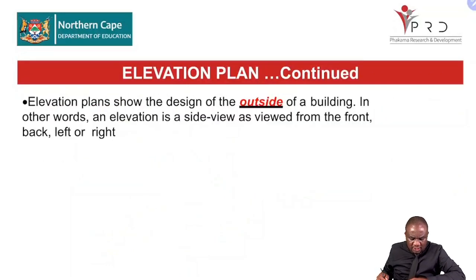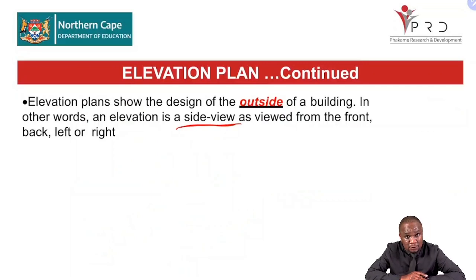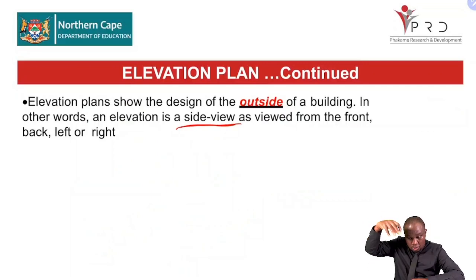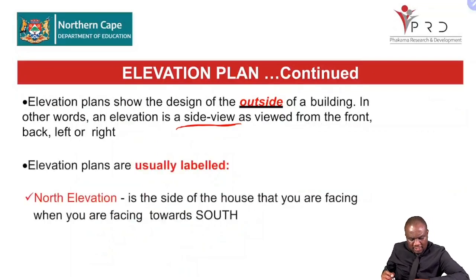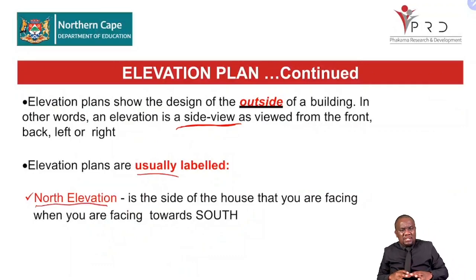Elevation plans show the design of the outside of a building. In other words, an elevation is a side view. What is an elevation? It's a side view. And then floor plan, top view. Top view, side view. Is viewed from the front, back, left, or right. So elevation plans are the side view. Elevation plans are usually labeled north elevation. I've explained these points, so I'll quickly move through them.